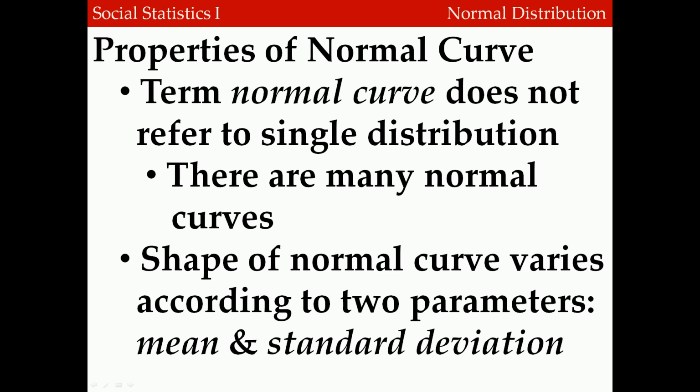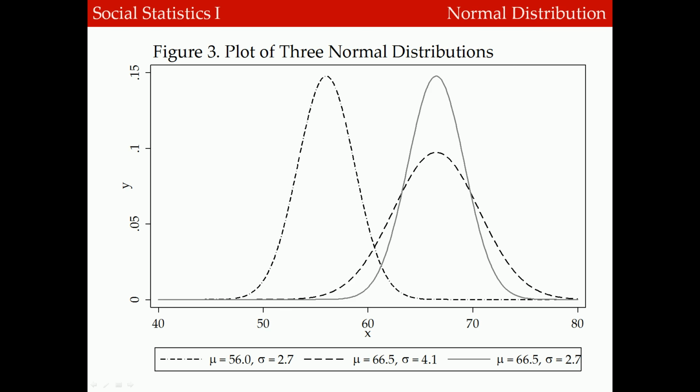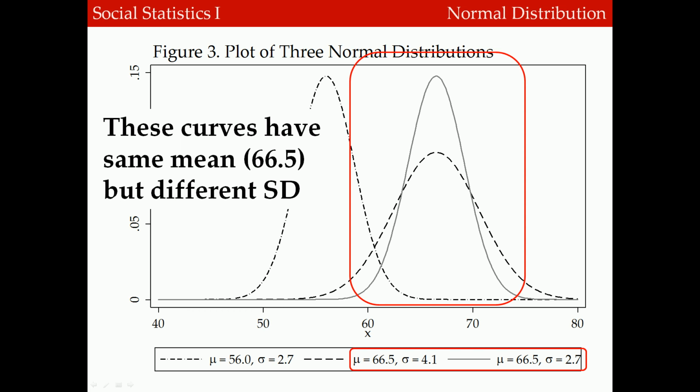The term normal curve doesn't refer to a single distribution. In fact, there are many normal curves, and the shape of the normal curve varies according to two parameters, its mean and its standard deviation. The following plot illustrates this concept. It shows curves that have the same mean, in this case 66.5, and a different standard deviation.